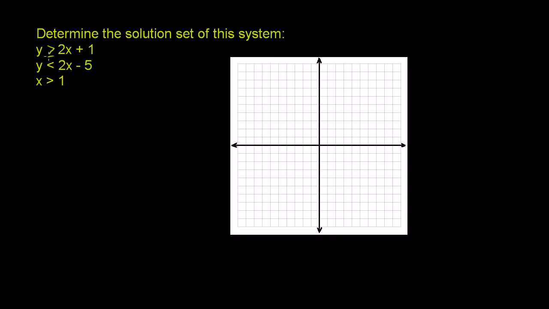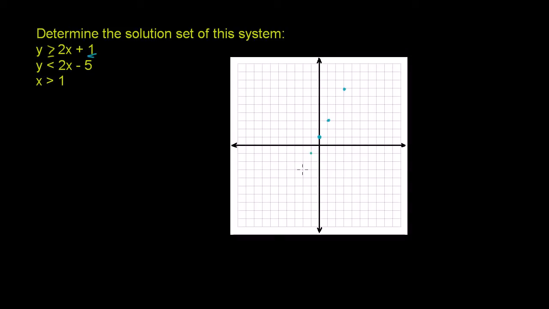So let's first graph y is equal to 2x plus 1. That includes this line, and then it's all the points greater than that as well. So the y-intercept right here is 1. If x is 0, y is 1. And the slope is 2. If we move forward in the x direction 1, we move up 2. If we move forward 2, we'll move up 4. Just like that. So this graph is going to look something like this.